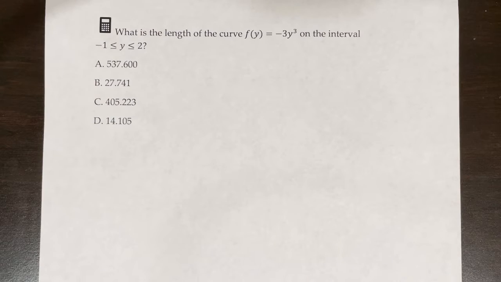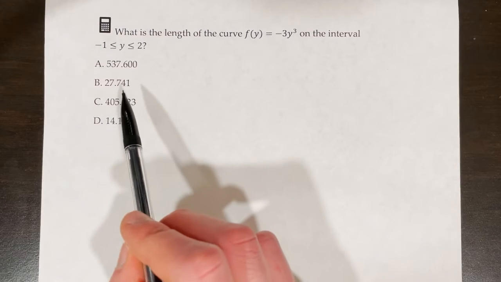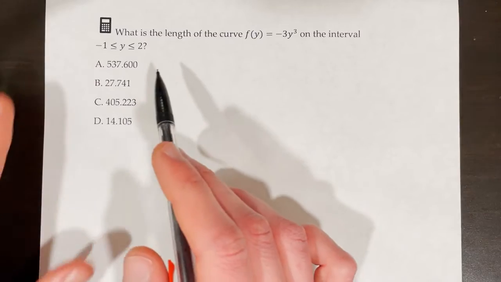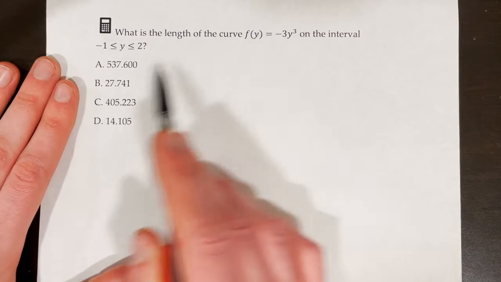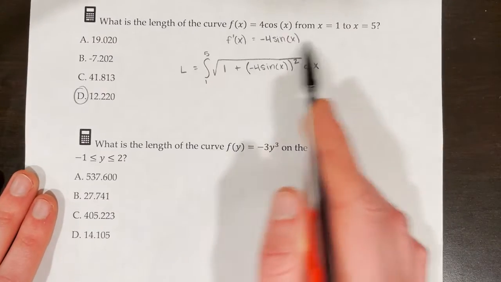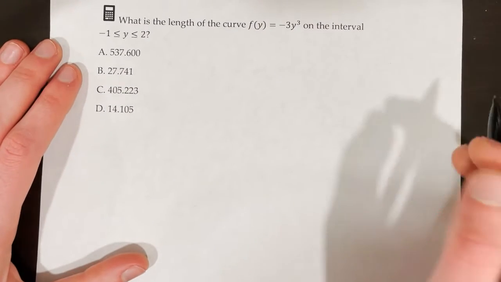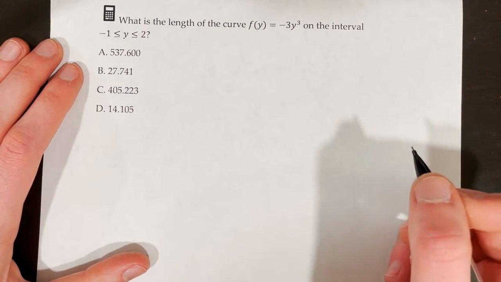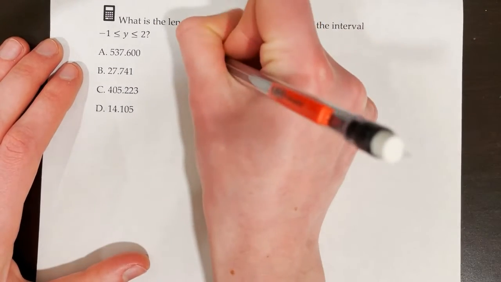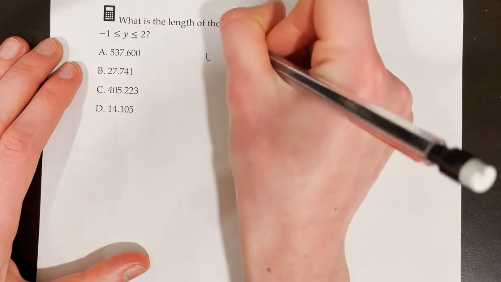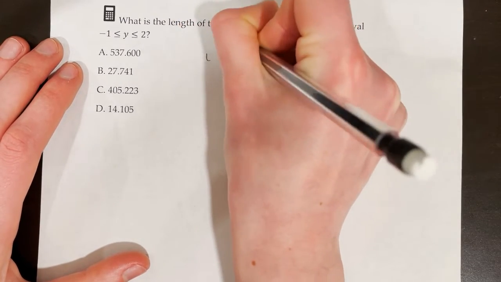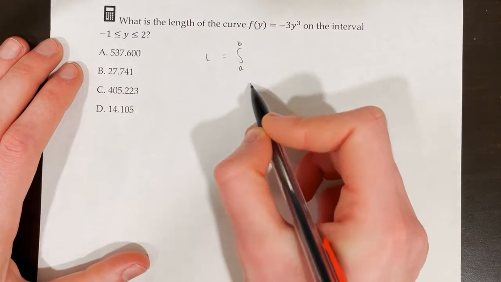What is the length of the curve f of y equals negative 3y cubed on the interval from negative 1 less than or equal to y less than or equal to 2? This one's a bit different because in this case, it's giving us f of y and it's giving us our y bounds, unlike here where we were dealing with f of x and it gave us our x bounds. So first thing I'm going to do is briefly transition the arc length formula from x's to y's. So in this case, we'll really be using L is equal to the integral from a to b, but a to b will be along the y-axis this time.